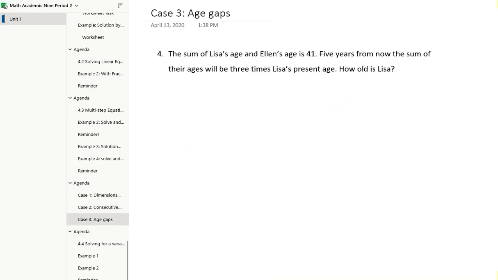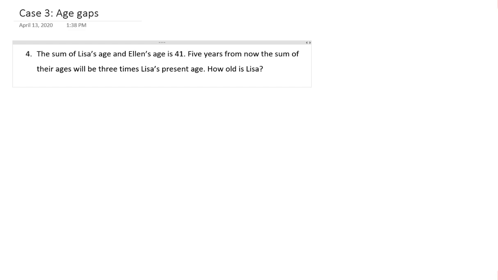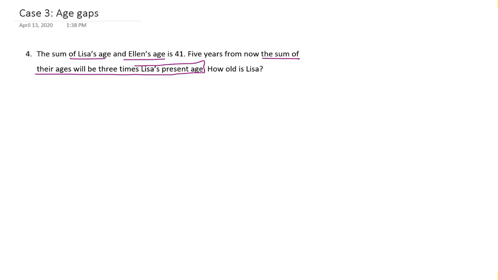And in this question here, you're given the sum of two ages of persons, in this case we have Lisa's age and Ellen's age equal to 41. And in here we have the future condition, that 5 years from now the sum of their ages will be 3 times the present age of a specific person, which is Lisa. Now the question asks you to find the age of Lisa presently.